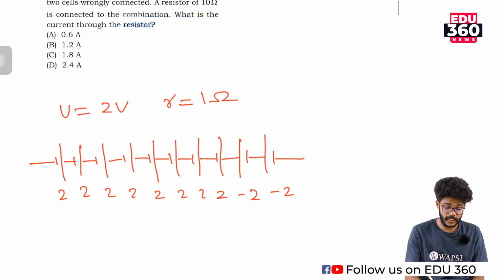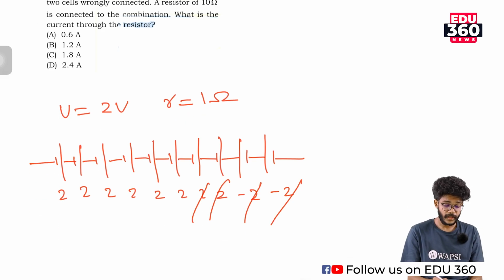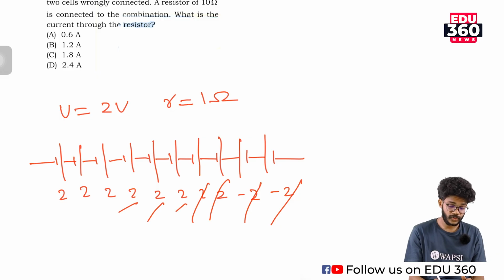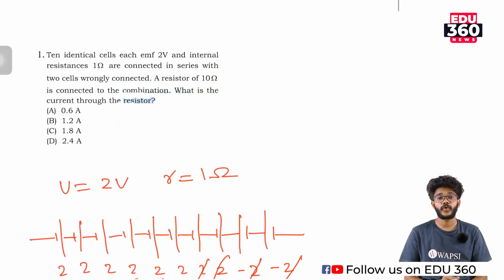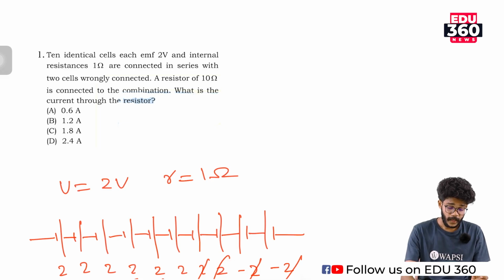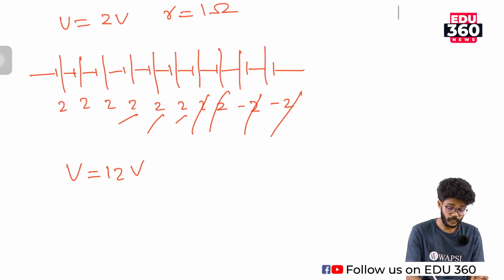So the total potential is, this can be cancelled by this, 2 plus 2 is 4, 4 plus 2 is 6, 6 plus 2 is 8, 8 plus 2 is 10, 10 plus 2 is 12. So the actual potential is only 12 volt. Then the internal resistance of 1 ohm will not vary by changing the direction. Resistance is only a scalar quantity, no direction. So the total resistance r is equal to 10 ohm.